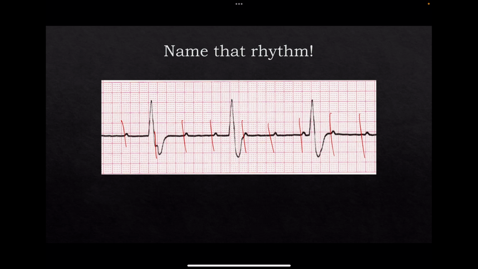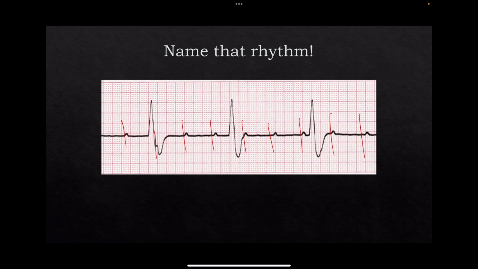What's happening to those QRS complexes? What do they look like? They're wide. Why are they wide? Because the ventricular rhythm is being generated by the ventricles. And when the ventricles generate a rhythm, it's going to be a wider rhythm. Remember, SVT versus VT. It's the width of that QRS complex that matters.